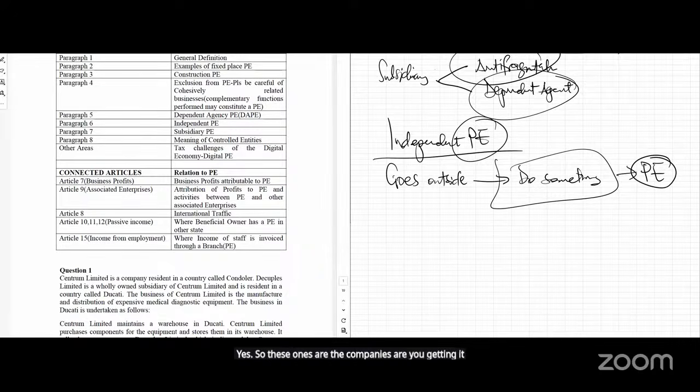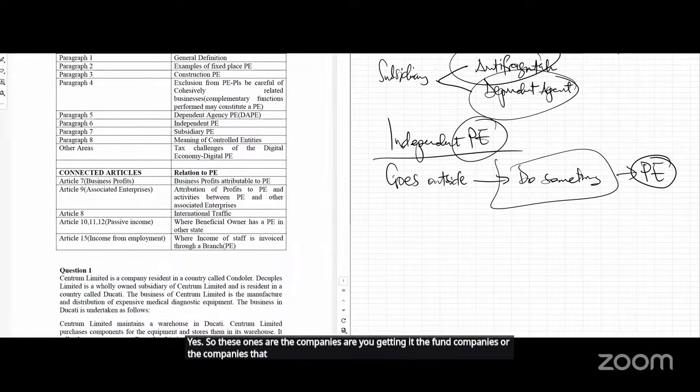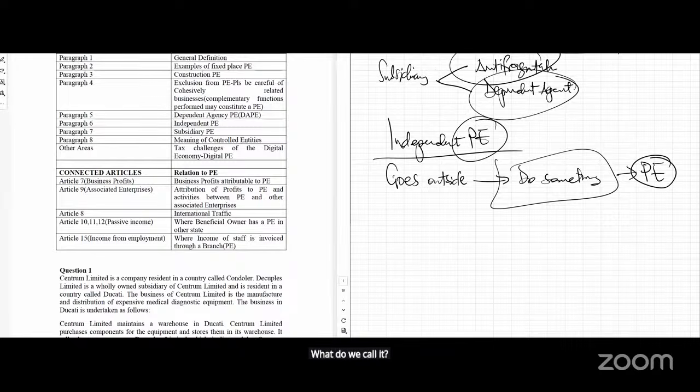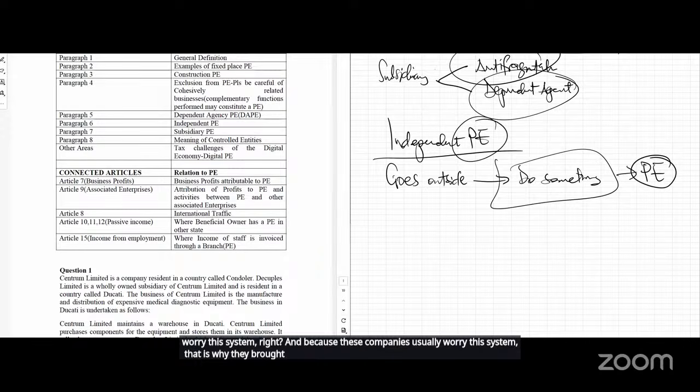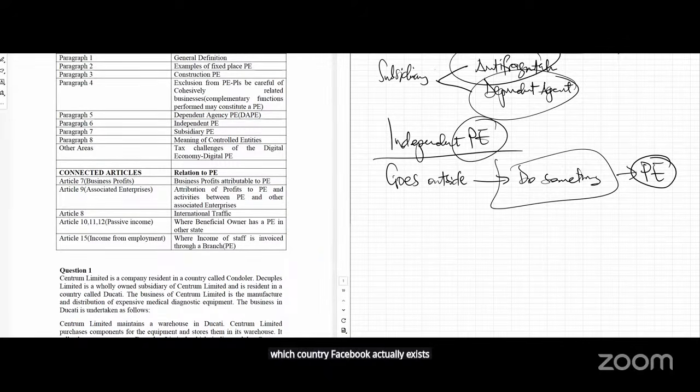These are multinationals, right? And because these companies usually operate across the system, that is why they brought these things. Because Facebook is everywhere, right? You can't really tell which country Facebook actually exists in, because Facebook is everywhere.